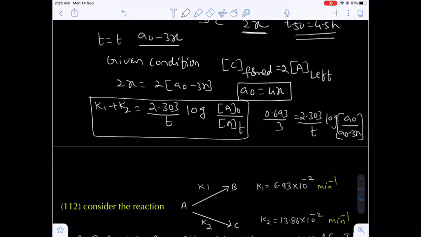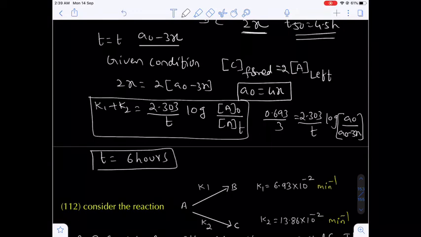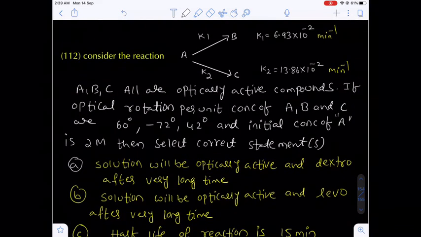So A naught value is 4x, 4x by 4x minus 3x is 4x by x, which will be 4. So log 4 will be 2 log 2. After simplification, you will get the time period will be 6 hours. Time period will be how many hours? 6 hours. This is a very important question. Are you getting my point?